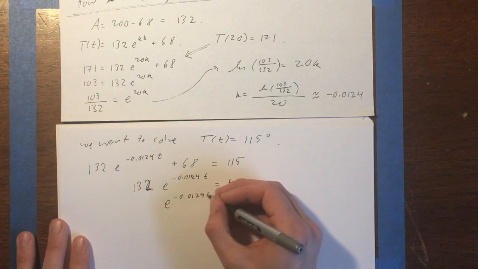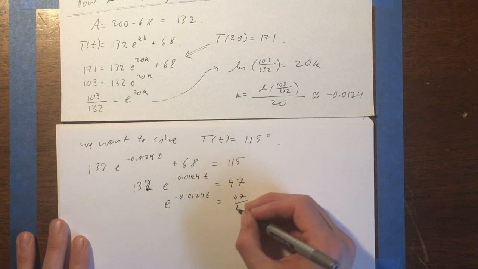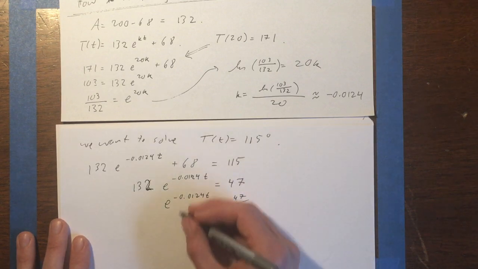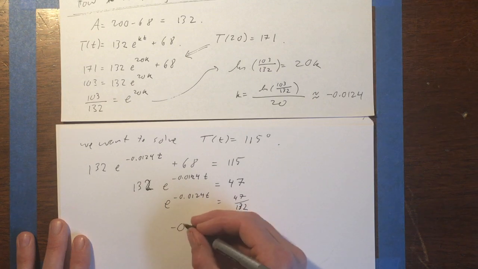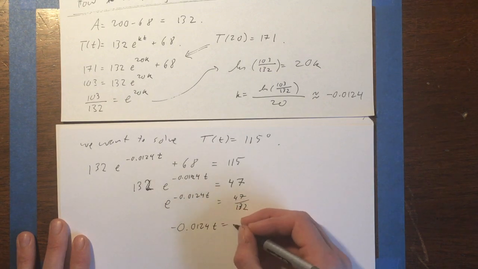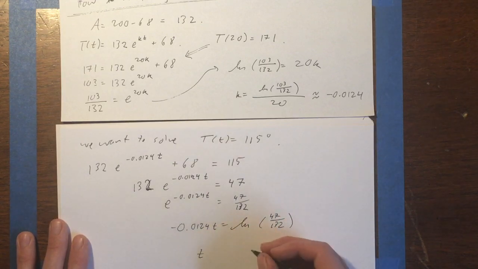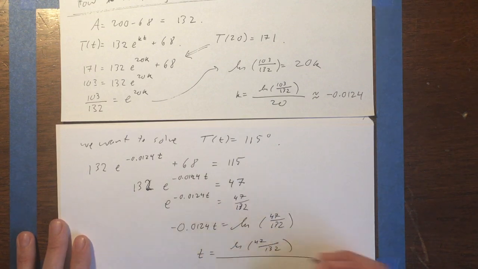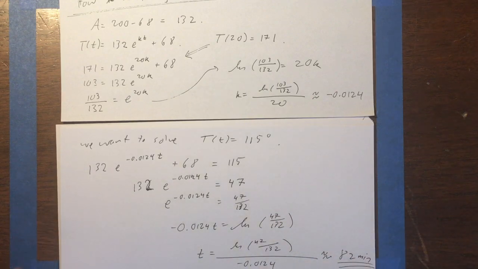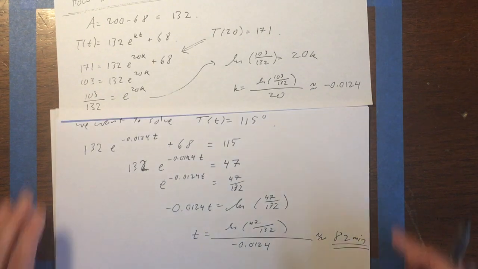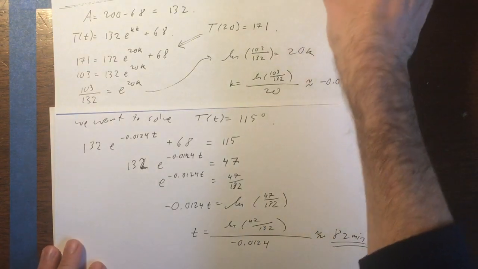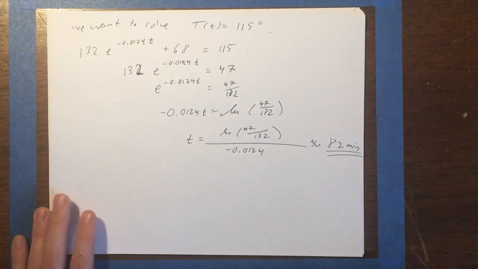Next we'll divide by 132. 47 over 132. Take the log of both sides, which will cancel out the e. So we get negative 0.0124t equals the natural log of 47 over 132. And finally, we'll divide by the negative 0.0124. So t is this divided by the negative 0.0124, and that is approximately 82 minutes. I rounded to the nearest minute. It's approximately 82 minutes.